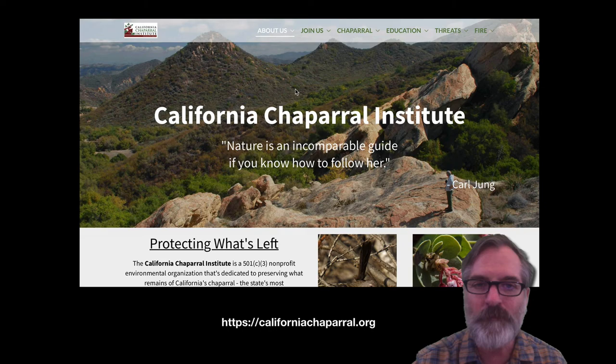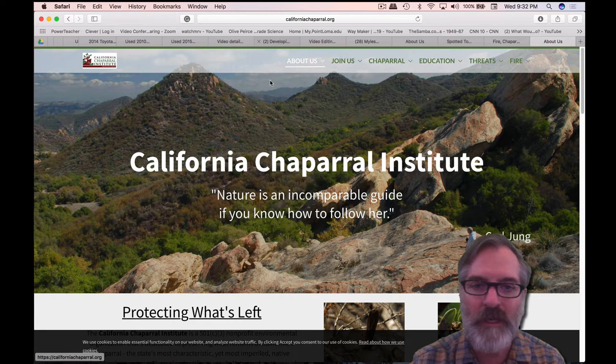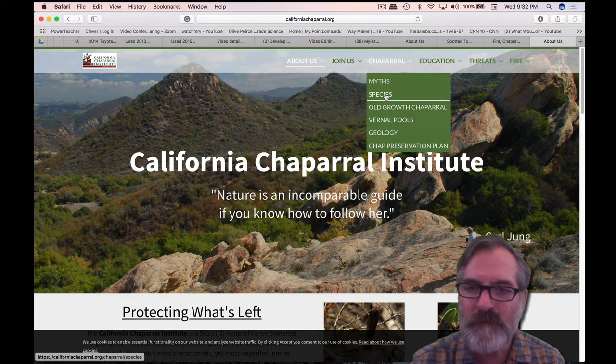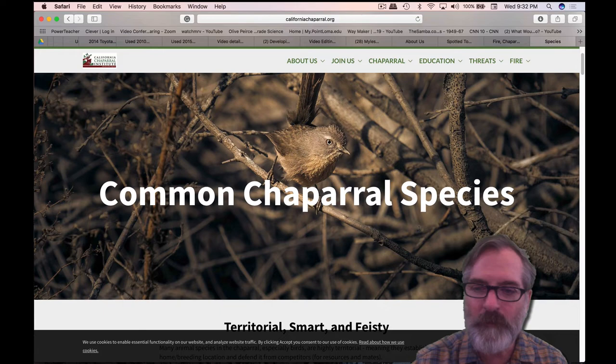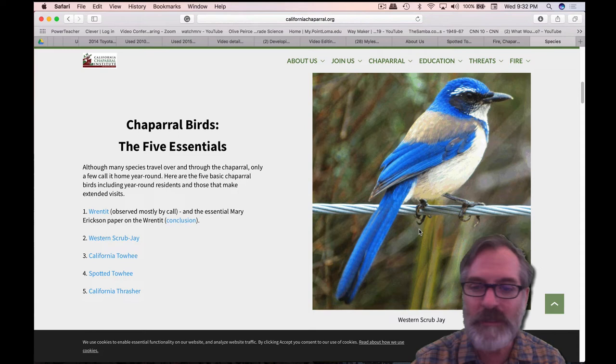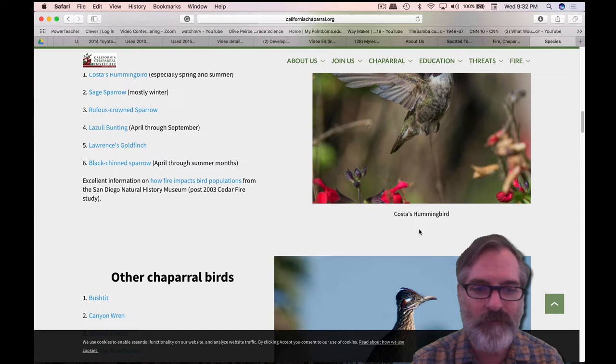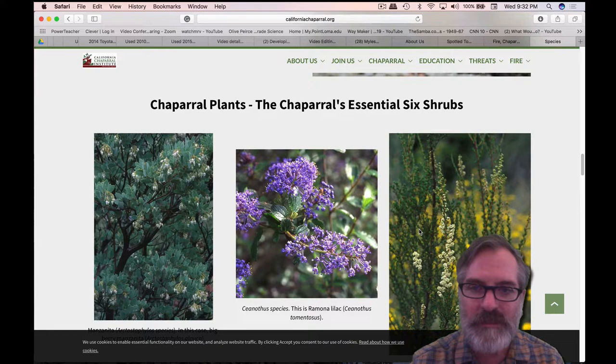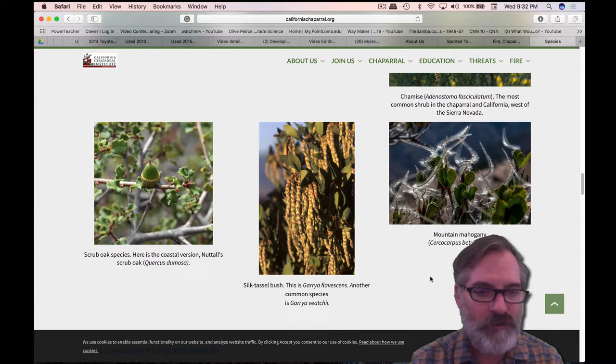And actually, let's just take them over to the website. Here we go. And once you get there, why don't you just go to the species, different species. And from there, it says common chaparral species. So again, we can see the 5 most common birds in the chaparral. And then there are birds after a fire that show up, other chaparral birds, a burrowing owl, and then there are these 6 essential shrubs: the ceanothus, the manzanita, the chamise, scrub oak. You should know about all this stuff. So there's some great information here.